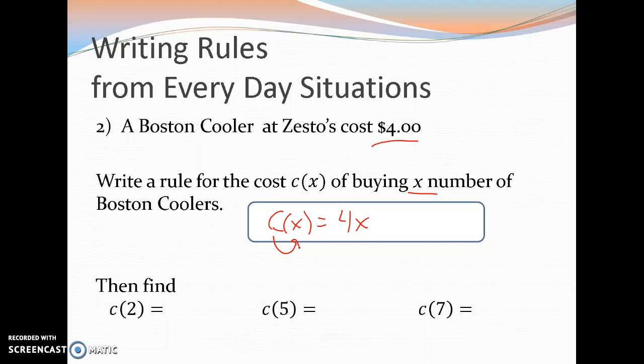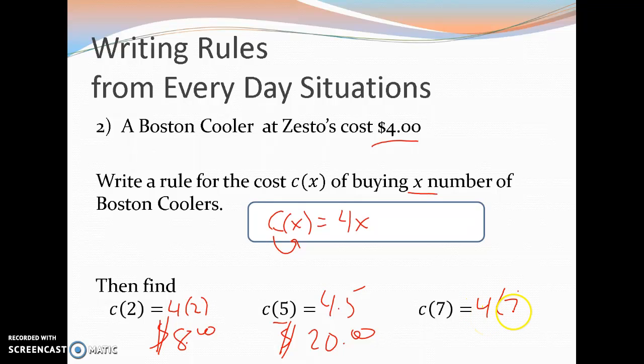So if we buy 2 Boston coolers, it's going to be 4 times 2, which is $8. If we buy 5 Boston coolers, it's 4 times 5, which is $20. And if we buy 7 Boston coolers, it's 4, not times x, but times 7, which is $28.